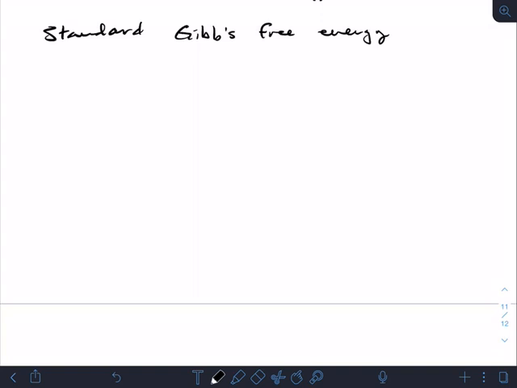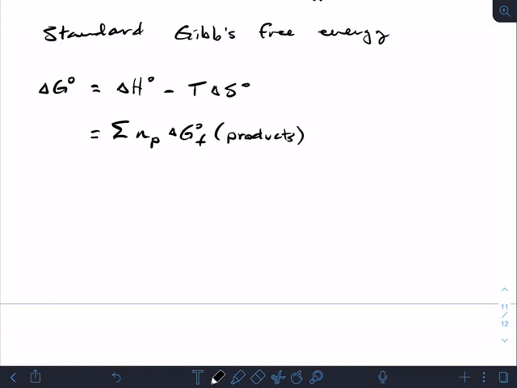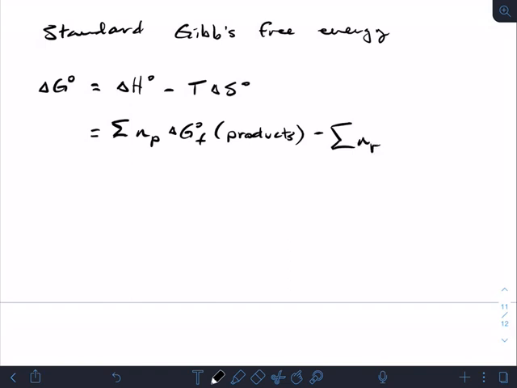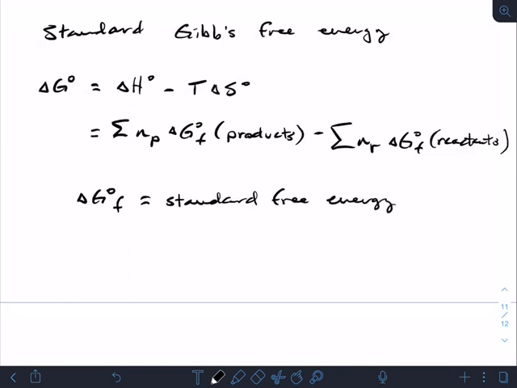Standard Gibbs. We always keep coming back to this standard thing. So we talked about standard enthalpy and standard entropy, and guess what? Delta G standard equals delta H standard minus T delta S standard. And take a wild guess what this is going to look like. Sum of the products, delta G formation for the products, minus sum of the reactants, delta G of formation for the reactants. Okay. Delta G of formation is just the standard free energy of formation.